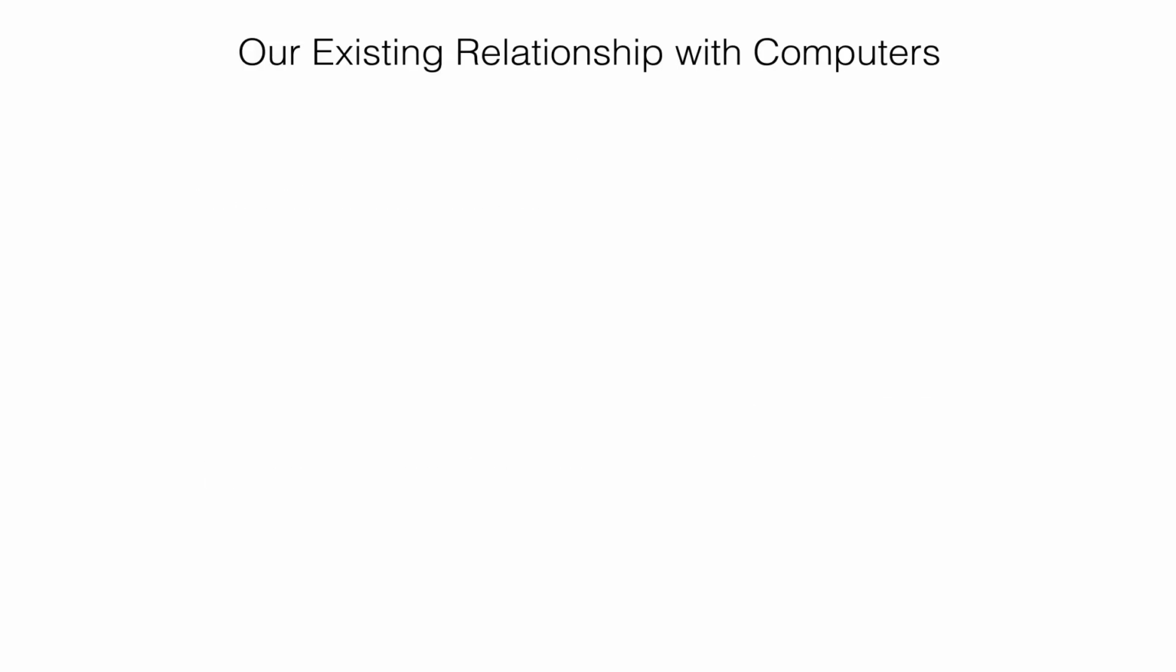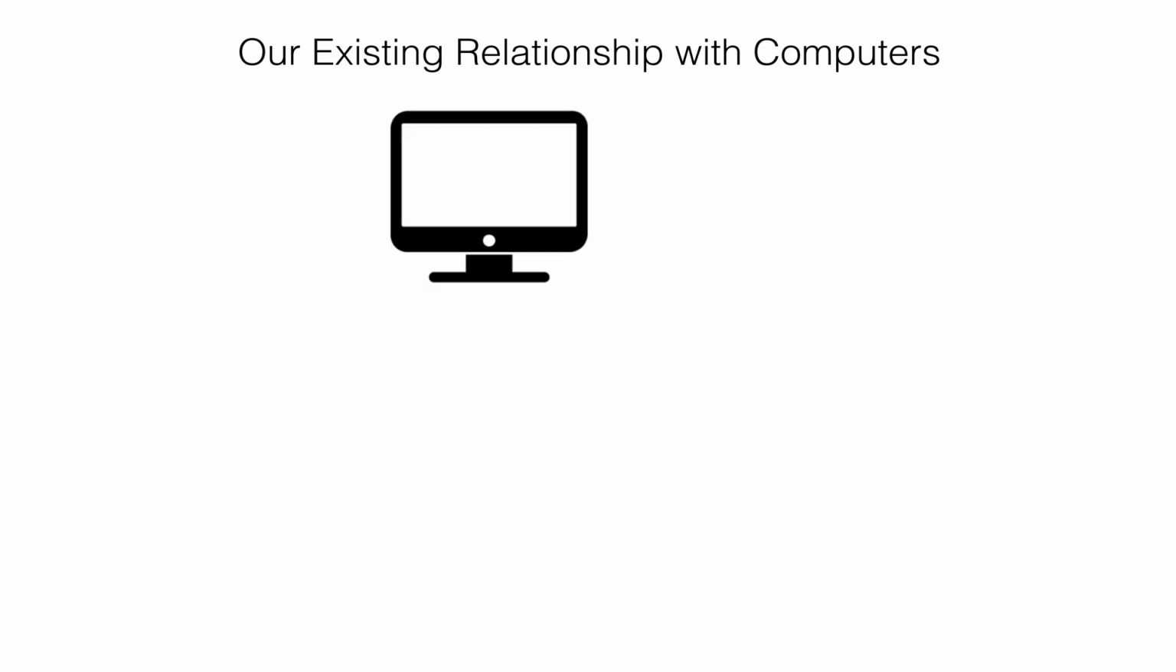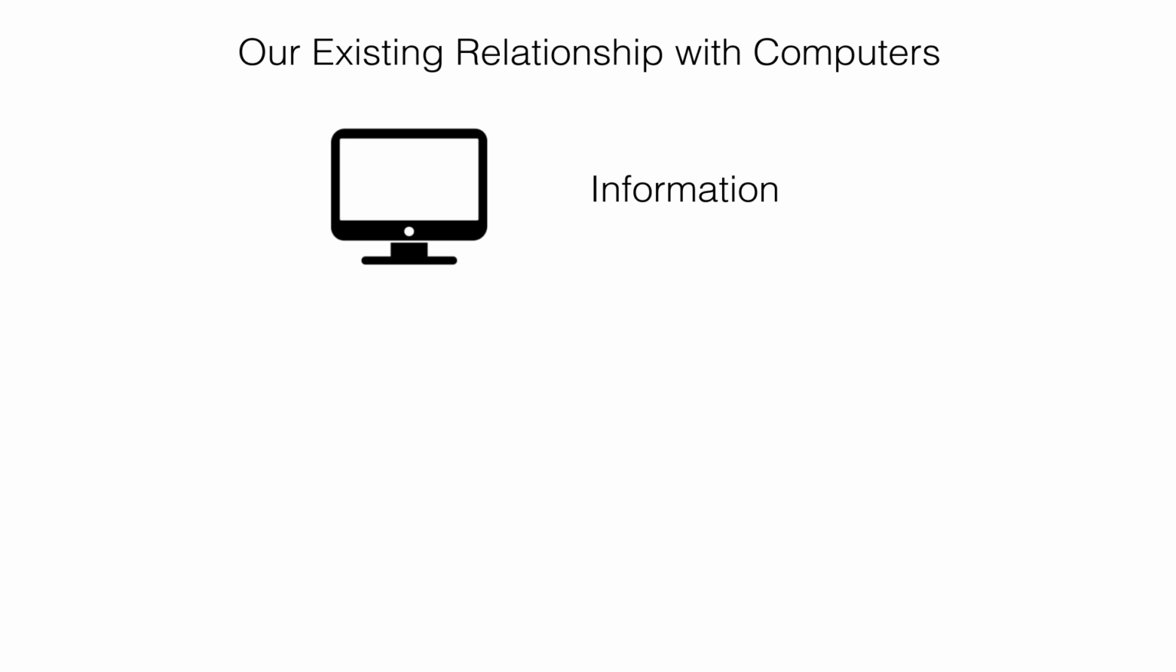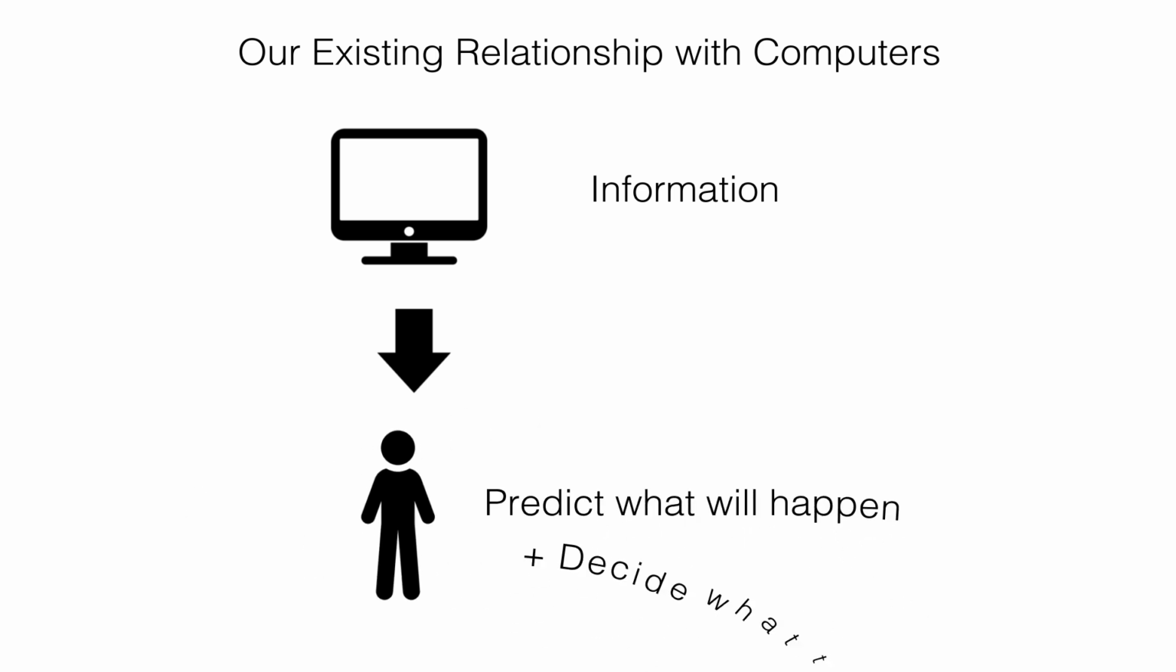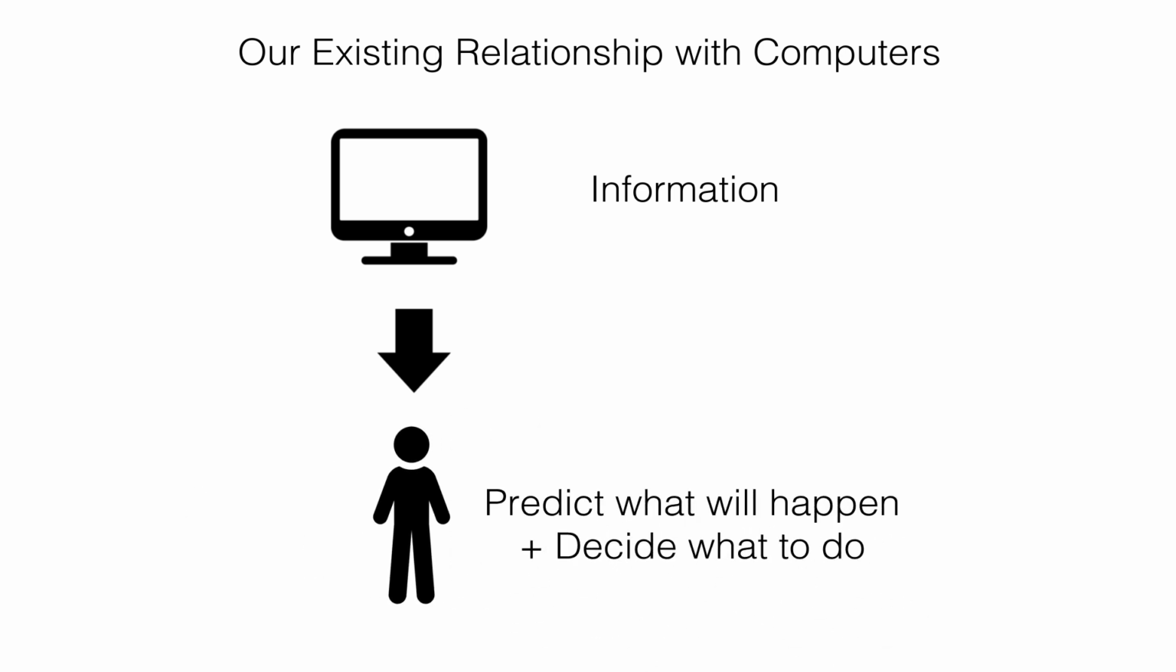To understand the difference, let's look at this diagram which describes our current relationship with computers. Most of the time we ingest information from computers that we might use to predict what will happen based on our past experience. We then make decisions based on that future vision. In the built environment, these decisions are things like how much budget and time it will take to design an upcoming project based on the owner's requirements and our past experience.